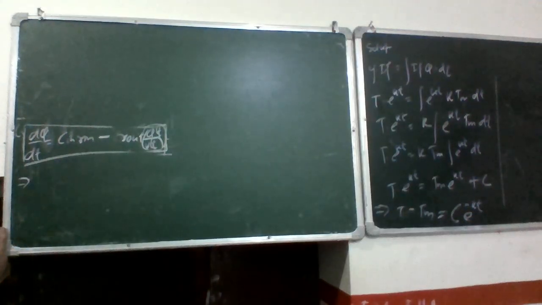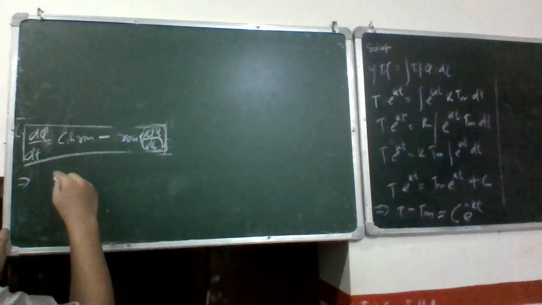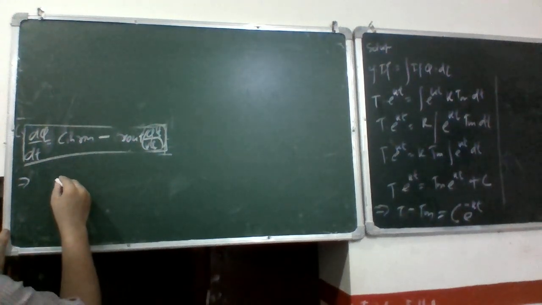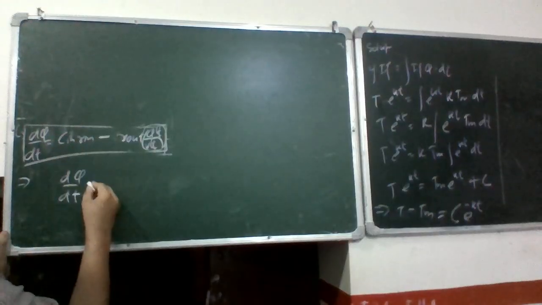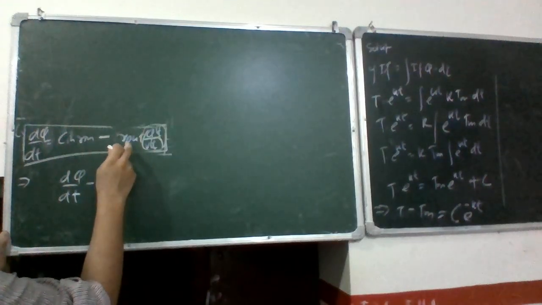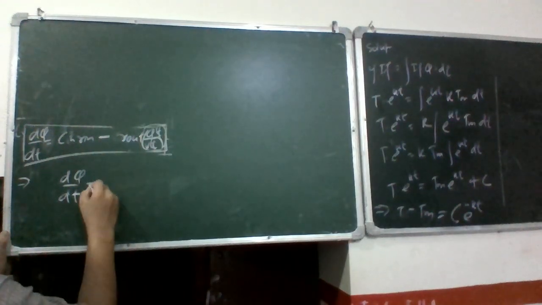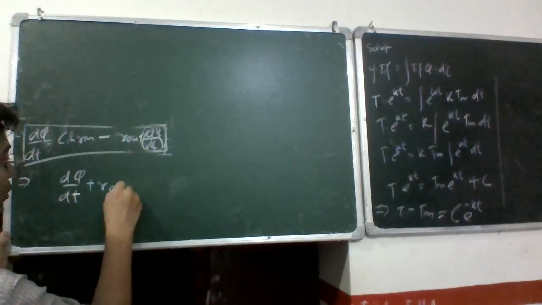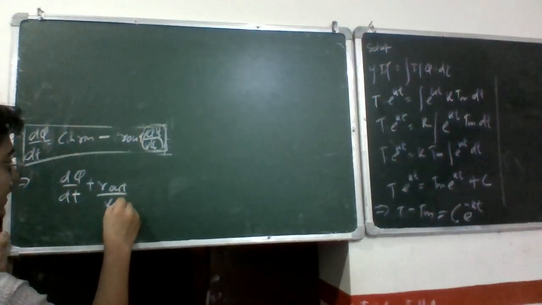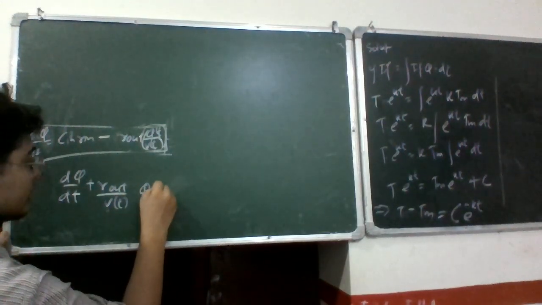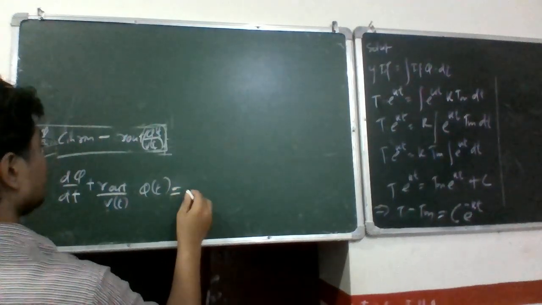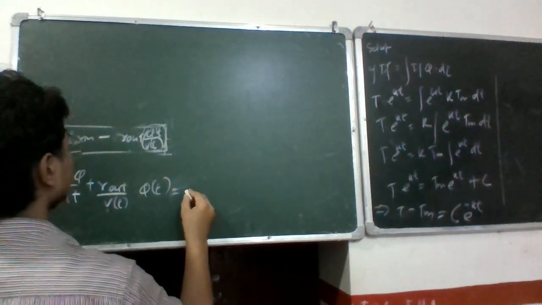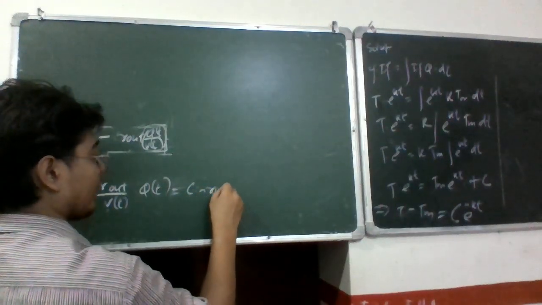So we have this differential equation. Now dq by dt, so we can think of it as dq by dt. Let's take this one. This becomes plus R out by Vt times Qt is equal to what? C in R in, right?